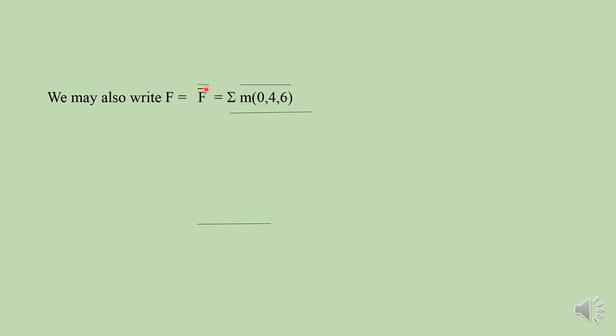F double bar means we get the single variable, that is equal to F. F bar means, we know, summation m 0, 4, 6. So F bar over bar means summation m 0, 4, 6 over bar. In the next step we get m0 plus m4 plus m6, because it is a sum of product term, so here we represent it by OR term. So m0 plus m4 plus m6 over bar.